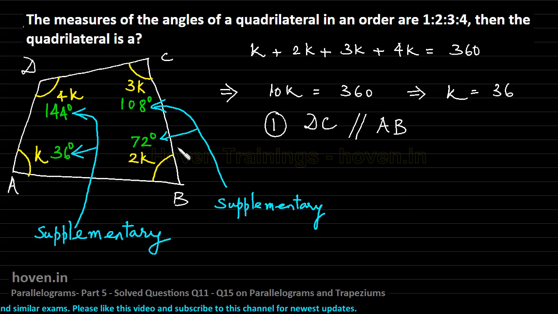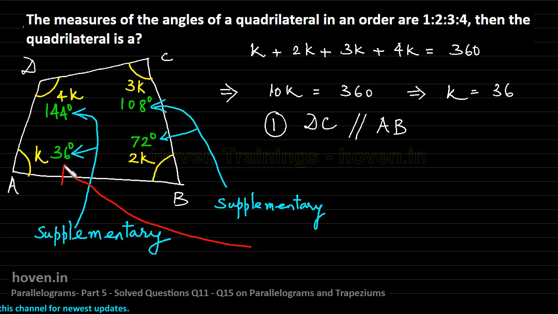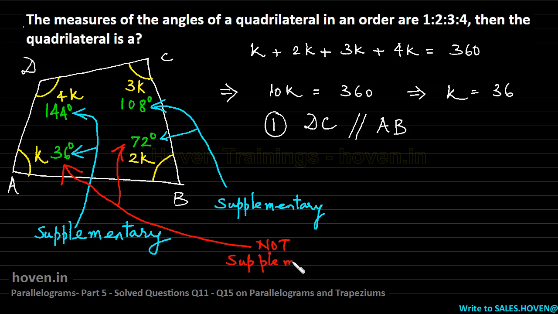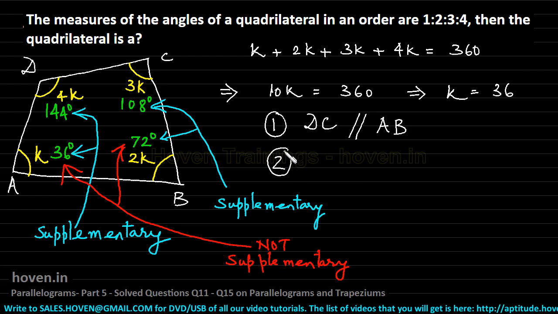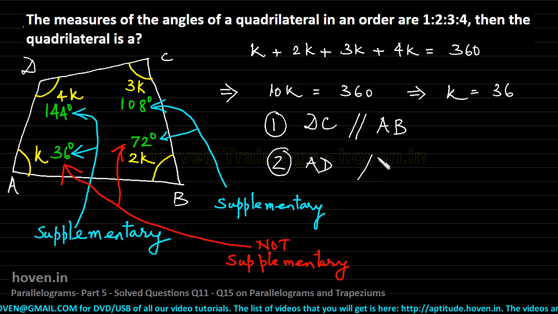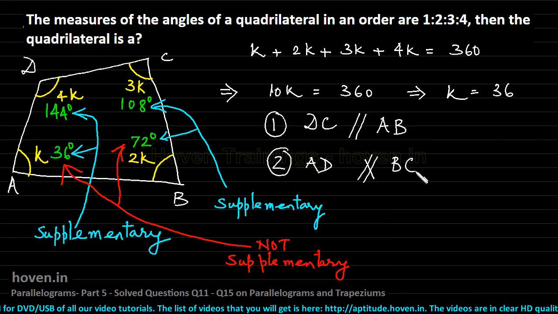But is AD parallel to BC? We observe that this is 36 and this is 72. Their sum is 108. So we can write here that this and this are not supplementary, and similarly 144 and 108 are also not supplementary. So we can say that DC is parallel to AB. The second thing we can say is that AD is not parallel to BC.